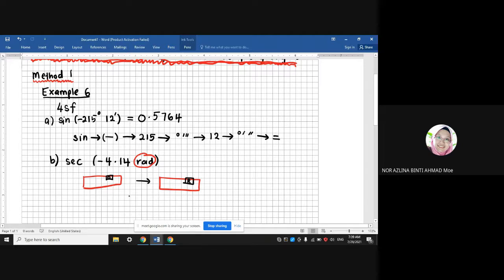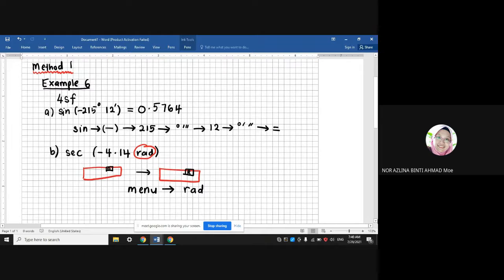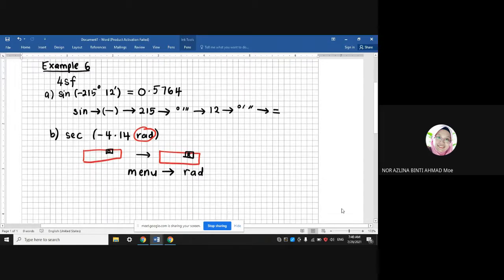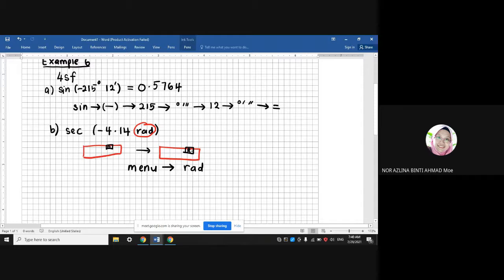Okay, macam mana cara dia? Awak tekan menu sampai you jumpa RAD. Okay, tekan menu until you found RAD. So, bila tekan itu, dia akan automatic change to R. Dia akan terus tukar kepada R, radian. Jadi, bila dah tukar radian, terus je tekan.